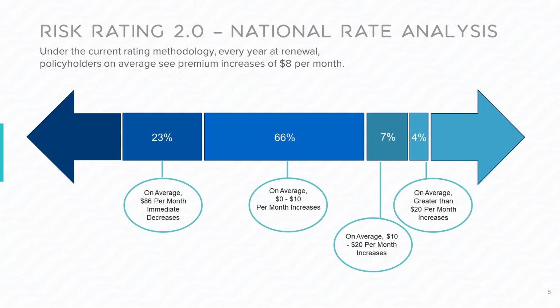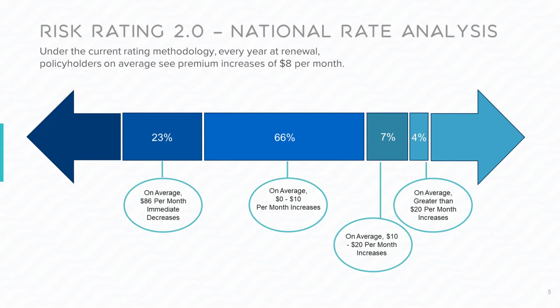Under the current rating methodology, the way the NFIP is today, policyholders on average see about an $8 premium increase per month. We know that policies are purchased by the year, but it was broken down on a monthly basis just to show you in a smaller increment. And that's about $8 increase per month.